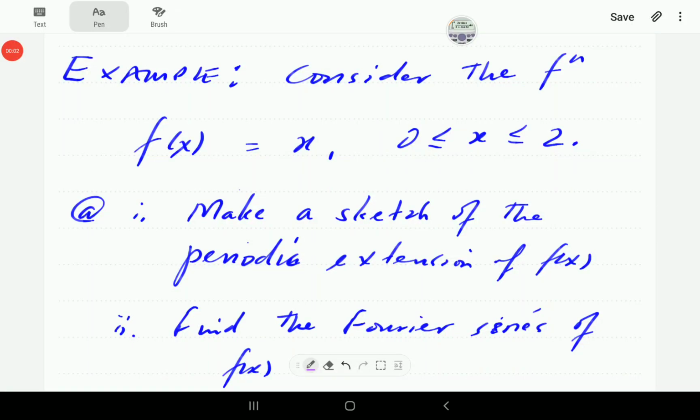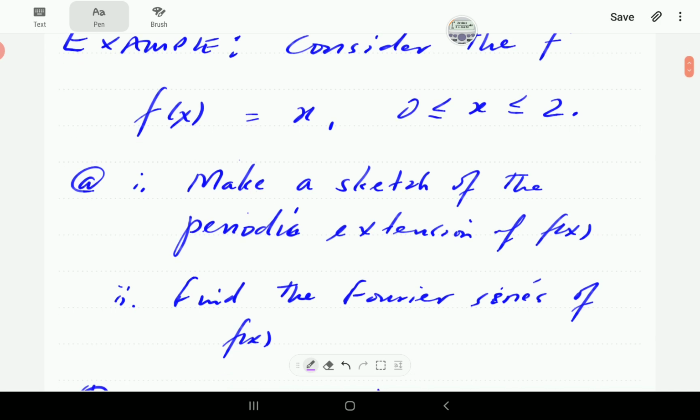Okay, in this video we are going to look at how to find the full range Fourier series of a function, the half range cosine series of the same function, and then the half range sine series of that same function. The function we're given is y equals x, defined over the interval 0 to 2.